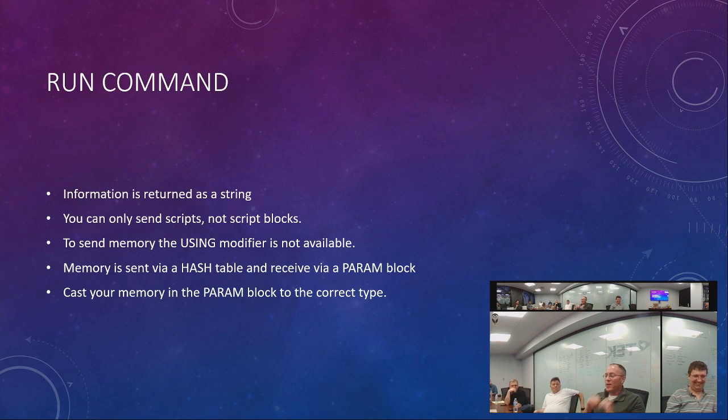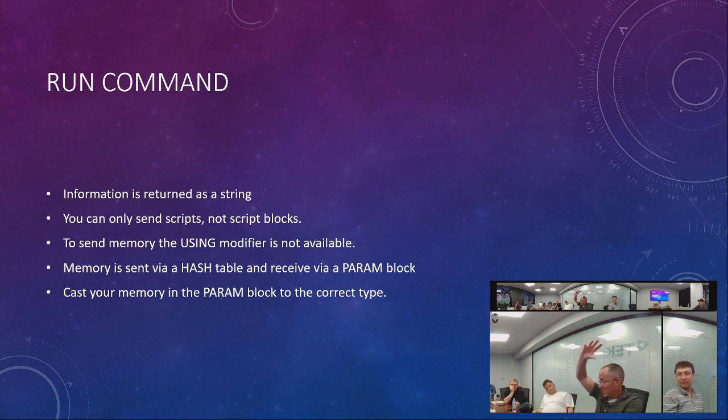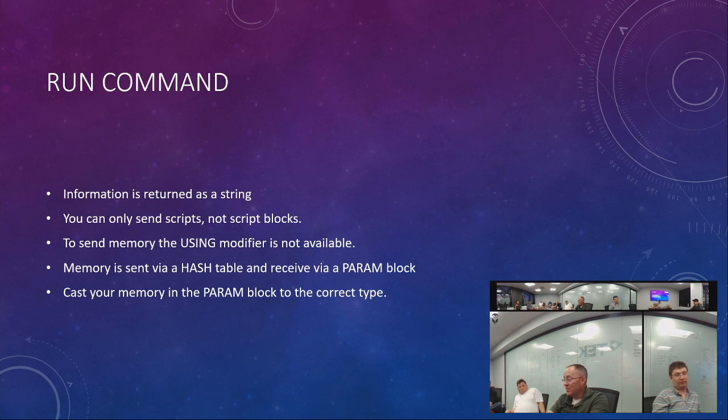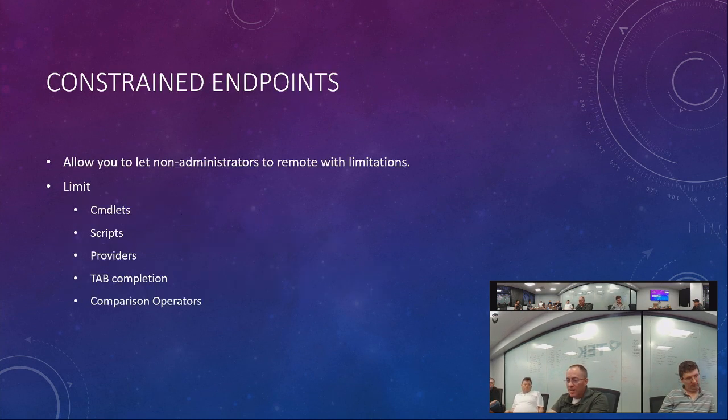All right, remember the using modifier, not happening. You've got to go with that hash table. Key is the parameter name you're sending into. Value is whatever that piece of memory is on your machine. And also don't forget to cast your variables inside the script block that you're sending, or inside the script you're sending over. All right, one more thing, guys.